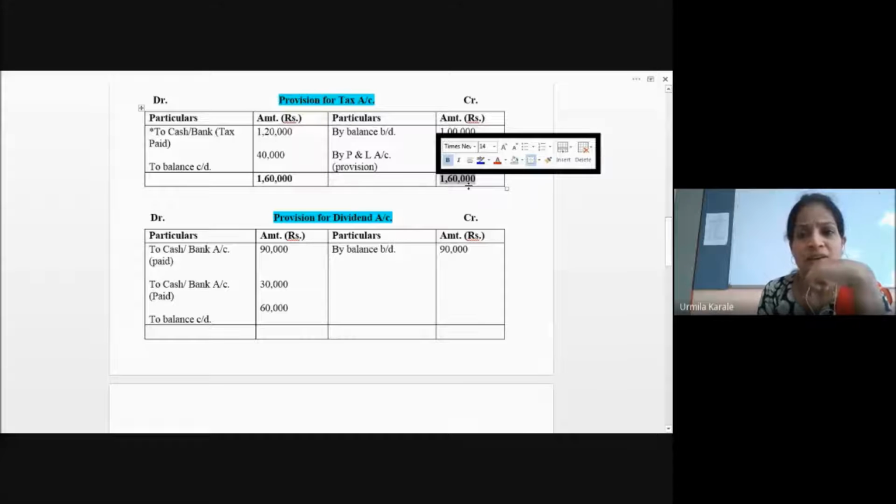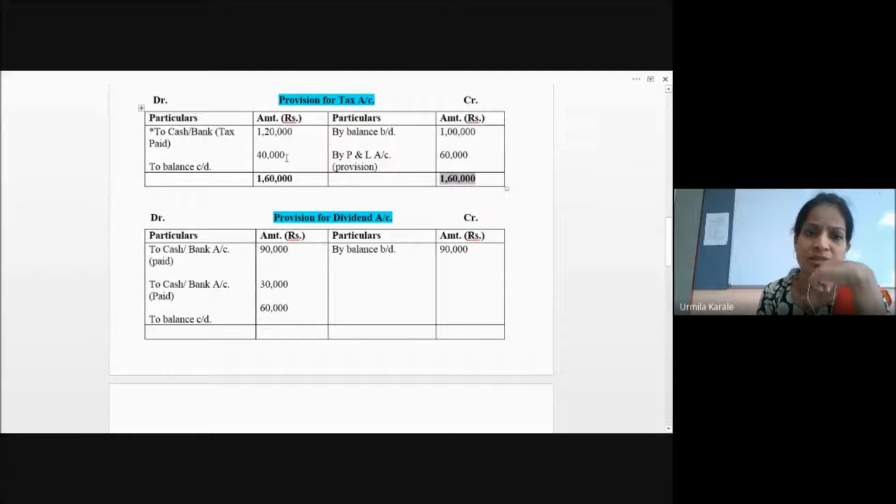But now if you see the closing balance, that is only 40,000. So out of 160,000, if only 40,000 is left, it means the remaining you have paid in terms of taxes. That is how you can cross verify, right? Now this is also done, so we'll close this.